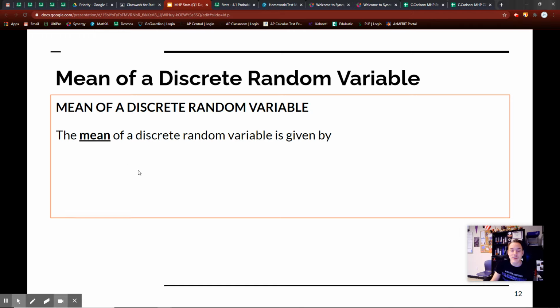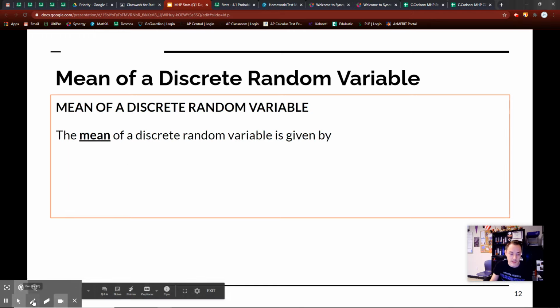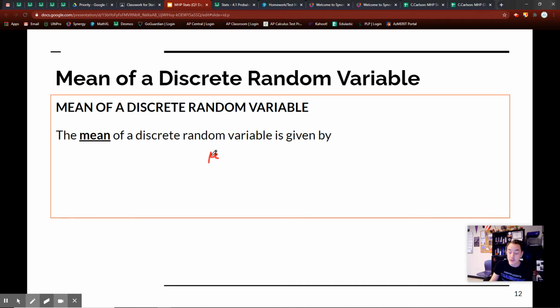The mean of a discrete random variable is given by this formula. It's called mu. That's what it looks like, kind of a weird-looking M or a U, but the tail is longer in the front. So it's called mu. It's a Greek letter. Mu equals sigma, another Greek letter that means to add, and then x times the probability of x.